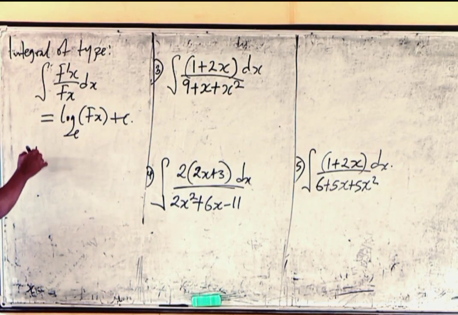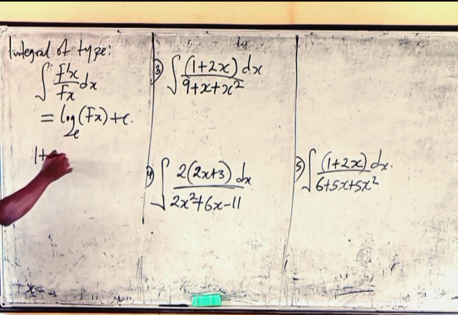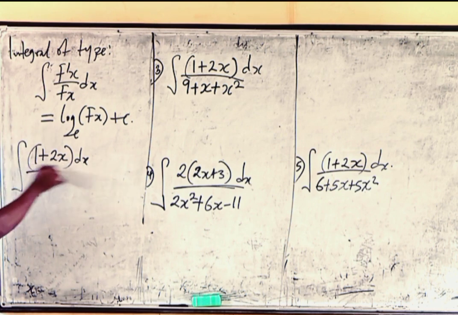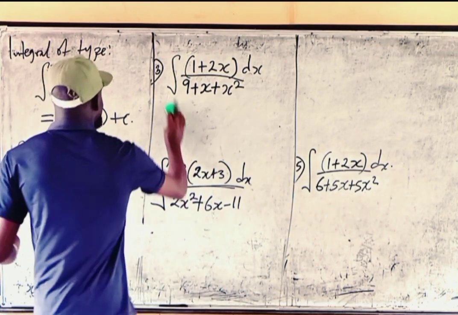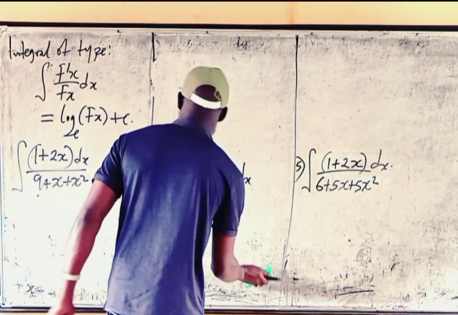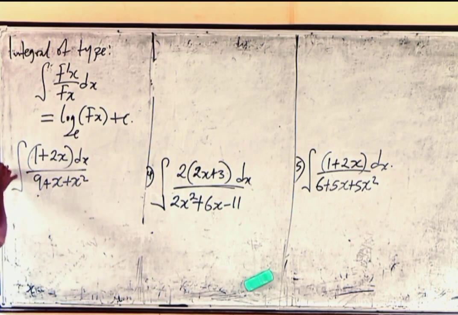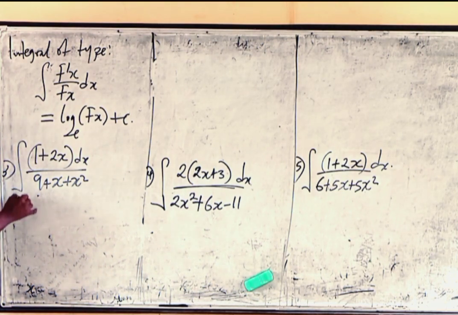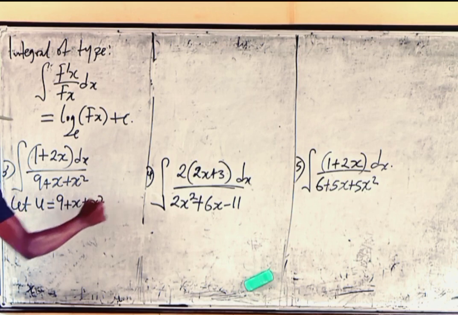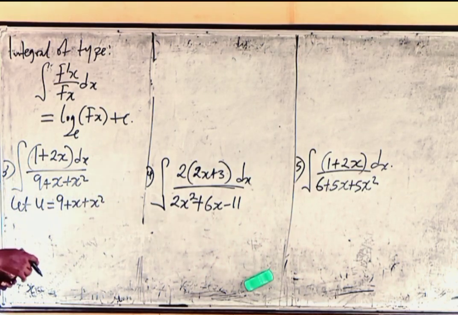So what I have is the integral of 1 plus 2x dx over 9 plus x plus x squared. Let me use the long approach to do this. This is number 3. That's the number 3 question. So the first thing we are going to do here is let u be equal to the denominator, 9 plus x plus x squared. That is the first thing you do. The long approach is what I'm using now.